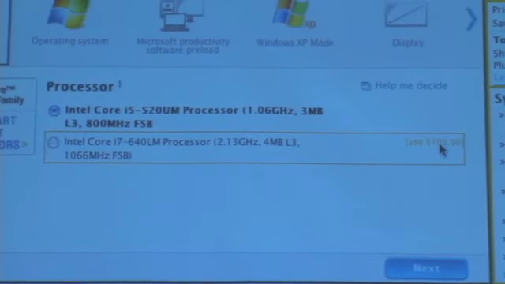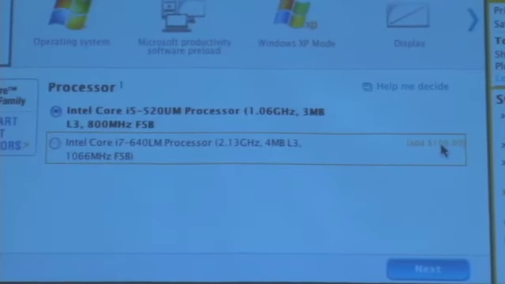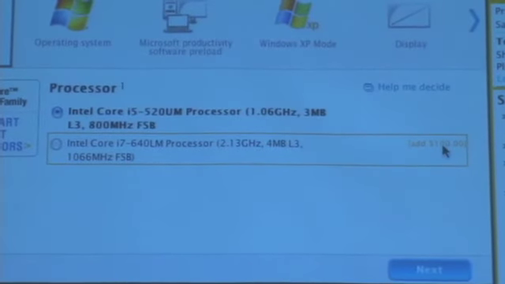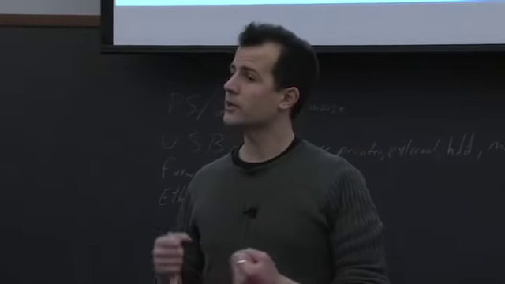And then the next one is the i7, which is the next model number up, but it's 2.13 gigahertz, 4 megabytes of L3 cache, 1066 megahertz front-side bus. Seems amazingly faster. But again, it doesn't necessarily mean it's twice as fast, especially if the disk is what's relatively slower or you are the bottleneck in the whole process.